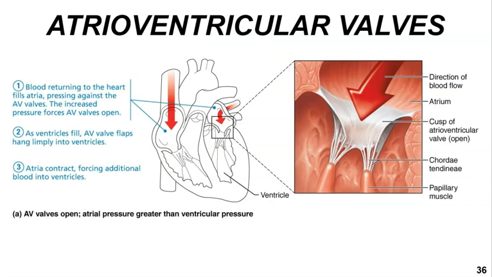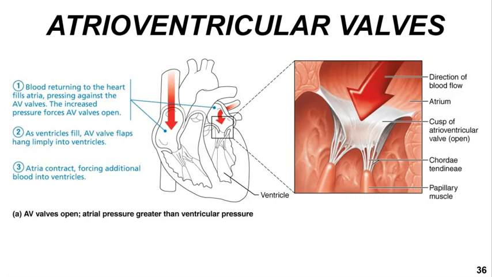So let's examine how the atrioventricular valves work. We see in this diagram that at number 1, blood is returning to the heart and filling the atria, which is going to press against the atrioventricular valves, that is, the valves that are located between the atria and the ventricles. The weight and pressure of that blood is going to increase, and eventually it will force those atrioventricular valves open. The ventricles will then begin to fill, because the valve flaps are just hanging in the ventricles as a result of the high pressure that was experienced in the atria.